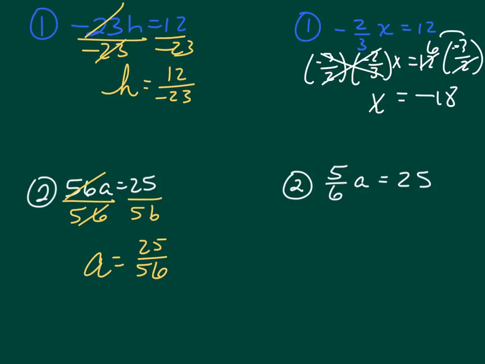Same thing on number 2. What we're going to do is multiply by the reciprocal. So times 6 over 5 on both sides. They cancel out, and I'm left with a. 5 goes into 25 5 times. 5 times 6 is 30. So there's number 1 and 2 on both pages.